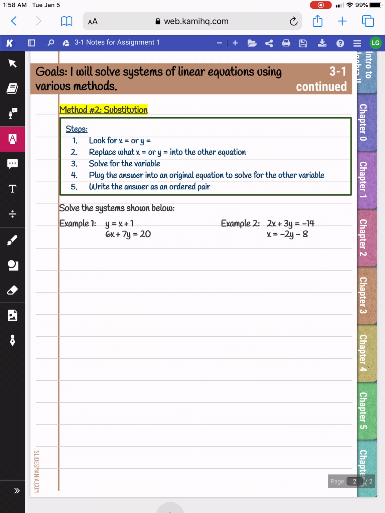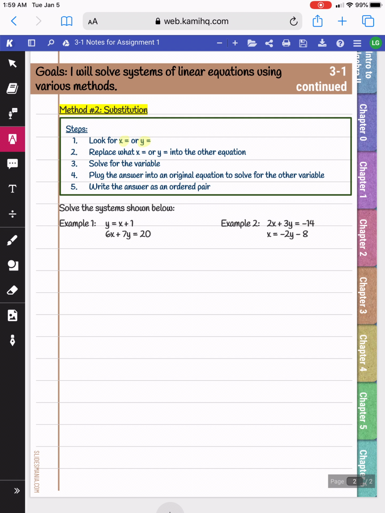In this next video, we're going to continue with solving systems, but this time we're going to use the substitution method. So when you're using the substitution method, your first step is to look for either x equals or y equals in the equation. Because if x or y is already solved for, then you can plug whatever equals into x or y in the other equation.